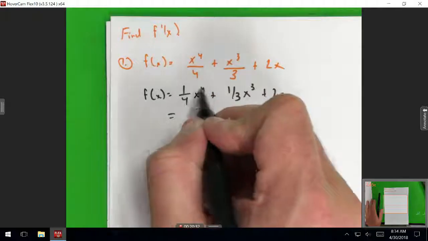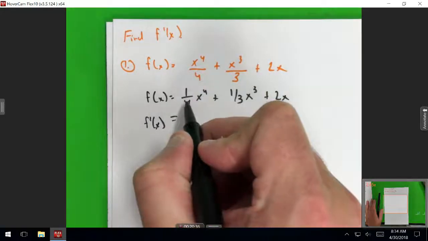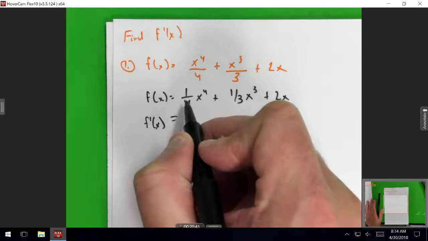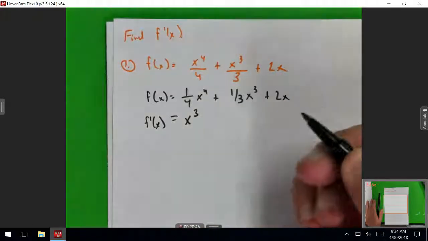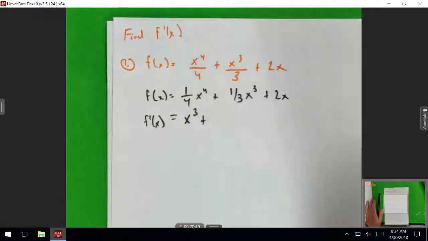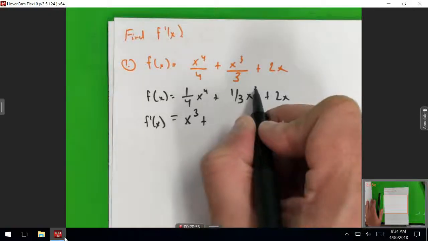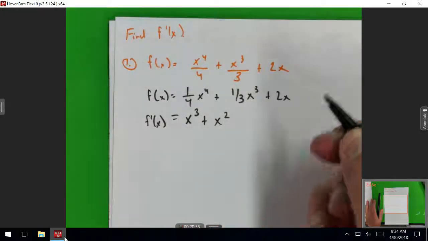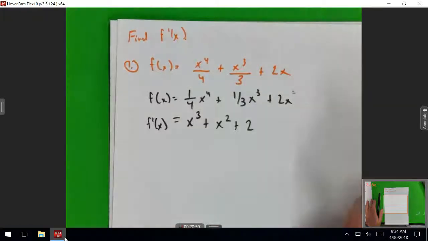Now, I say f prime, 4 times 1/4 is what? 4 times 1/4 is 1. 4 minus 1 is 3, times 1/3 is 1, thank you. Take 1 off that, that's going to be x squared. 1 times 2 is what? And then 1 minus 1 is, so there's your derivative. You see that?